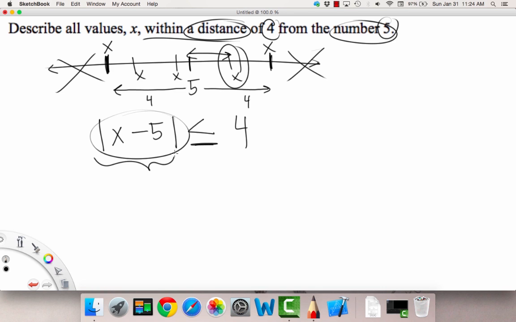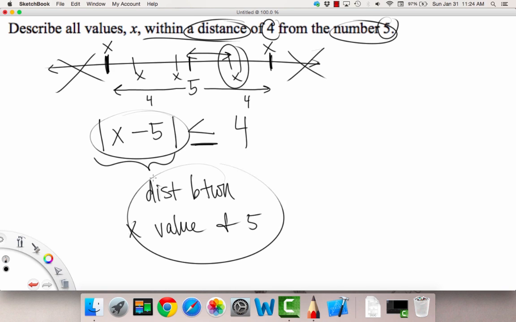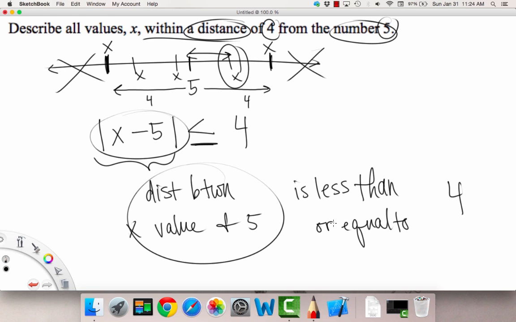So if this gives us the distance, this means the distance between our x value and 5. And then I'm just going to write it in words. So that's the left side. That means is less than or equal to 4, right? And that's it.